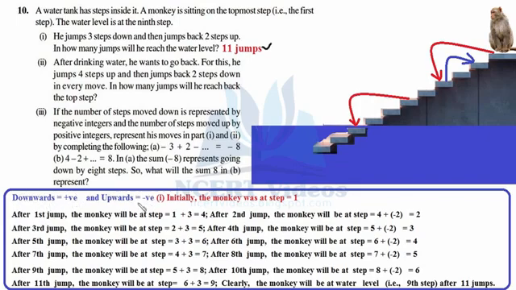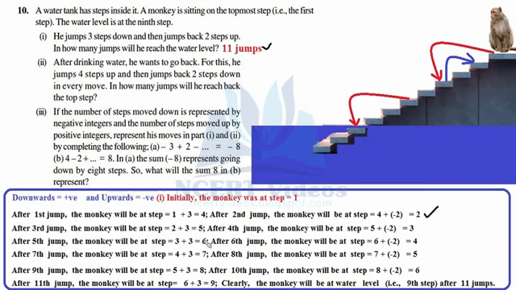Okay. Now initially the monkey is at step 1. This is given to us. After first step, the monkey will be at 1 plus 3, at 4 step, as we have also shown. 1, 2, 3, 4. Okay. After second jump, the monkey will be at 4 plus minus 2 because he's moving backwards. So finally he'll be at 2 step at the second step. Okay. This much we have done.